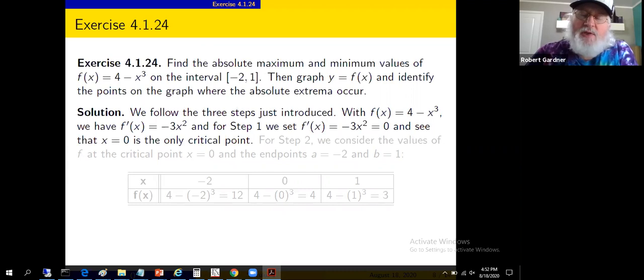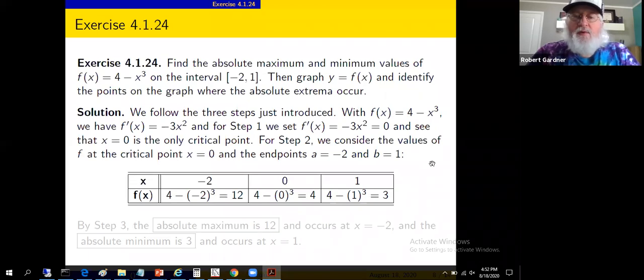There's a lot of information in the derivative when it comes time to graph, and it's coming time to graph. For step 2, we wanted to consider the value of the function f of x at the endpoints, -2 and 1, and at the critical point 0. Let's list them in order. -2 is less than 0 is less than 1. Plug those numbers into the original function, the 4 minus x cubed function, and we get 4 minus -2 cubed, we get out 12, we get out 4 at 0, and we get out 3 at 1.